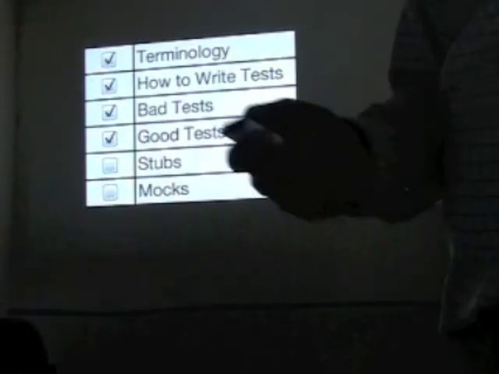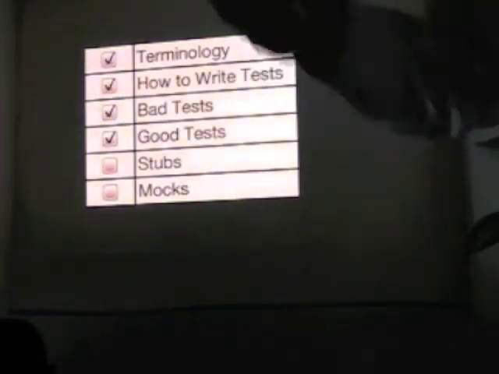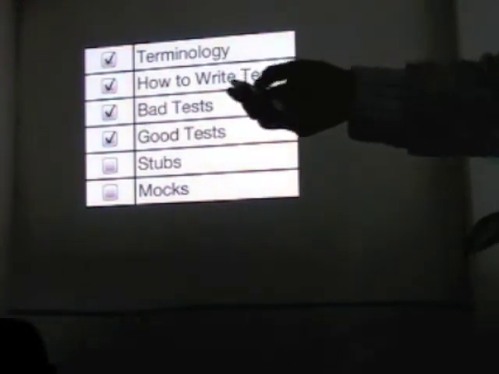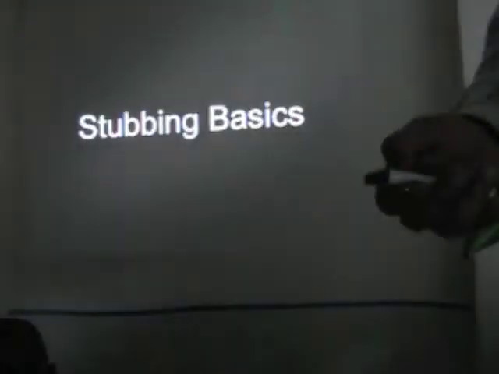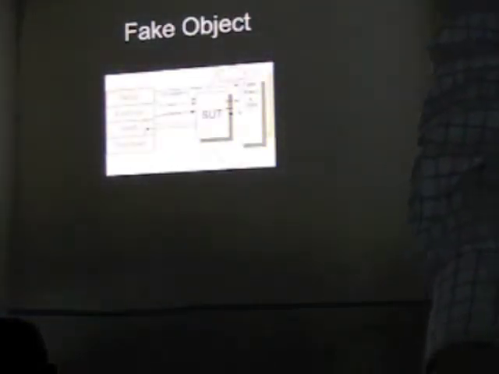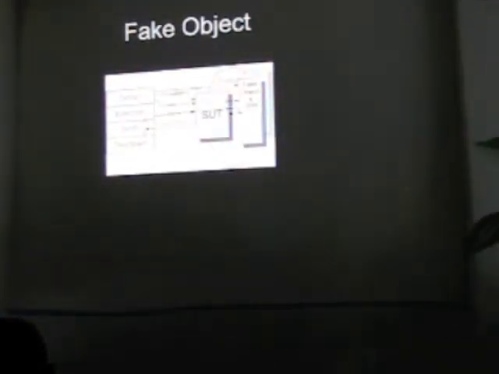Okay, those are some of the refactoring techniques, and we don't really have time to go through all of them, but this section is really important: stubs and mocks. So the stubbing basics. Now, a fake object can be, we already saw the crash test dummy. Okay, the fake object can be either a stub or a mock.